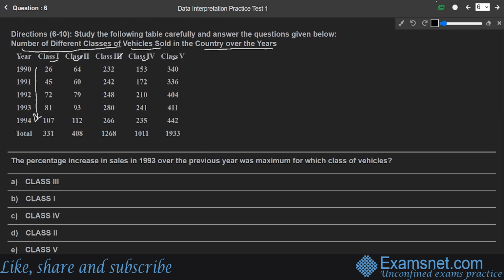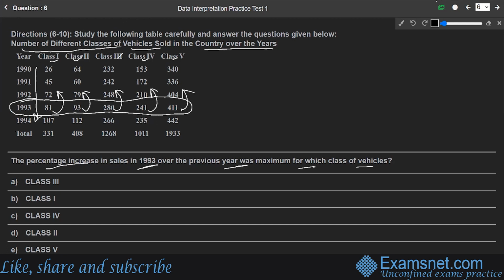Let us see the question. Percentage increase in sales in 1993 over the previous year was maximum for which class of vehicle? So the question's language says, for which class out of 1 to 5 was the percentage increase in the sale of 93 maximum over the previous year? So we have to calculate for each class the data in reference to the previous year's value.